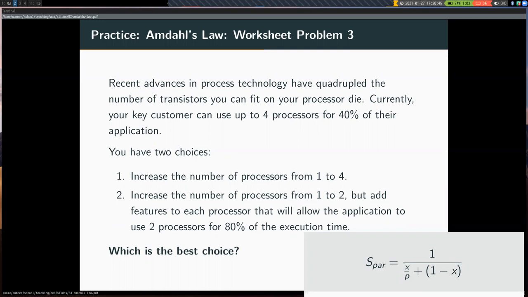Anybody have an answer yet? Which option is better? Option two, there's a vote for option two. Yep, so that is the better one.